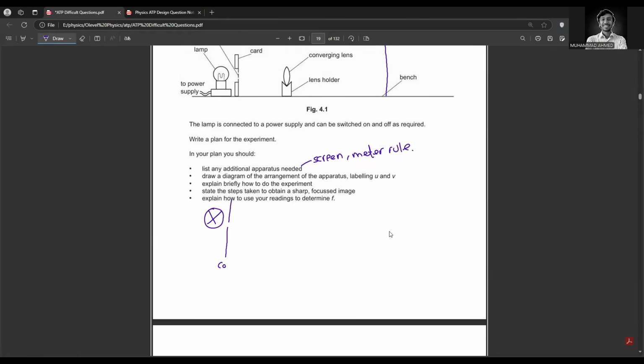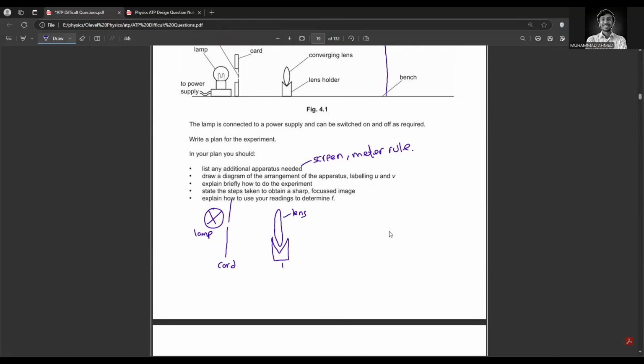Obviously, if you have a scale, you can do a much better job than me. But you have to make sure that you label each and everything. Okay, this is your lens like this. This is your lens holder. Obviously, I know my drawing is really, really bad, so you guys don't need to laugh at it.